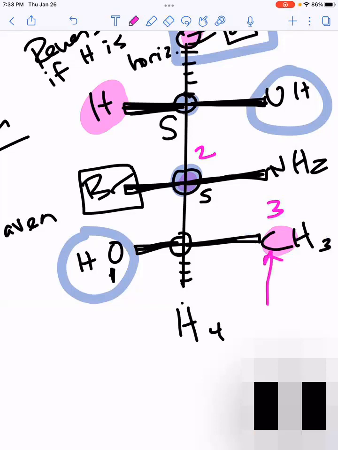On this carbon down, the next atom is hydrogen. Right, okay. On the carbon above it, the next atom is bromine. So that's what you're comparing.